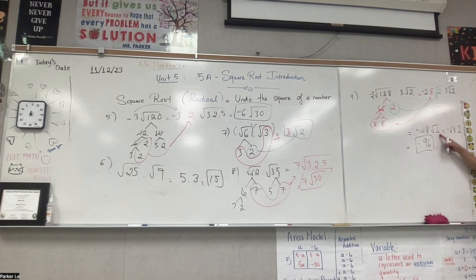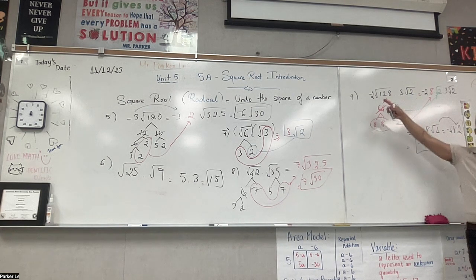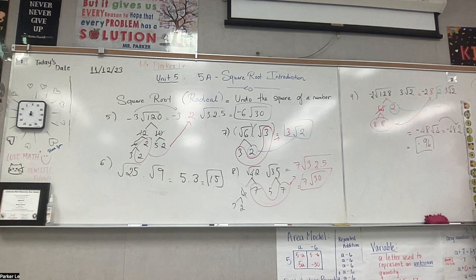Okay, what is square root of 4? 2, right? What is negative 48 times 2? Did you see that? Look at this crazy number. It actually equals negative 96.